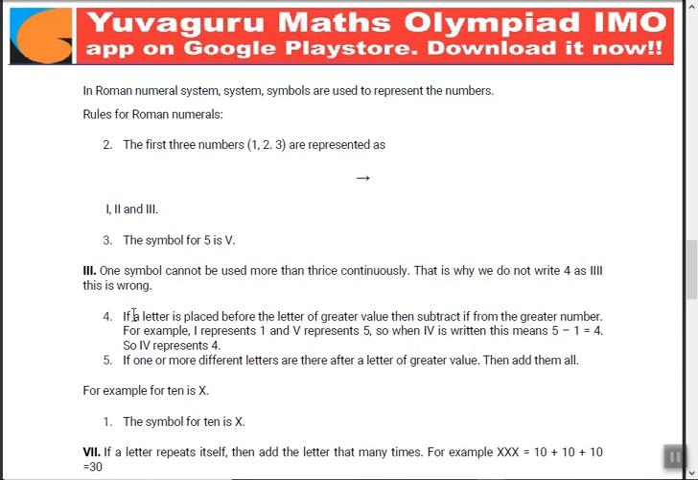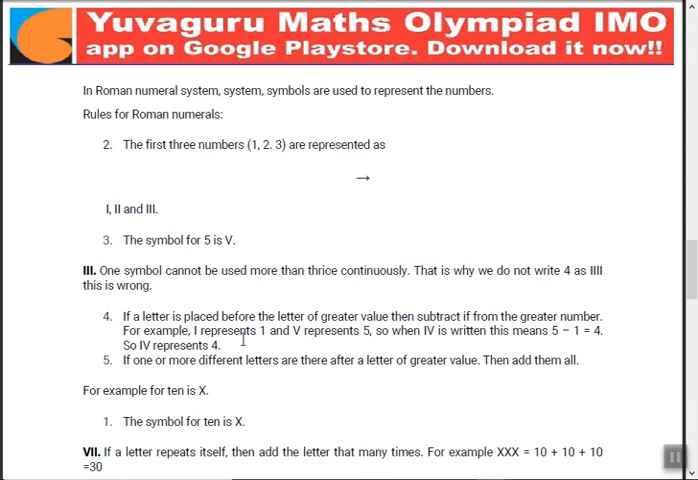Then that's why we write it as I and V. Okay, so from that we come to another rule of Romans. If a letter is placed before the letter of a greater value, then subtract it from the greater number, right? So IV, so 1 is placed before 5, so subtract it, that's why we got 4, right? For example, I represents 1, V represents 5, so we write IV, means 5 minus 1, that is 4.